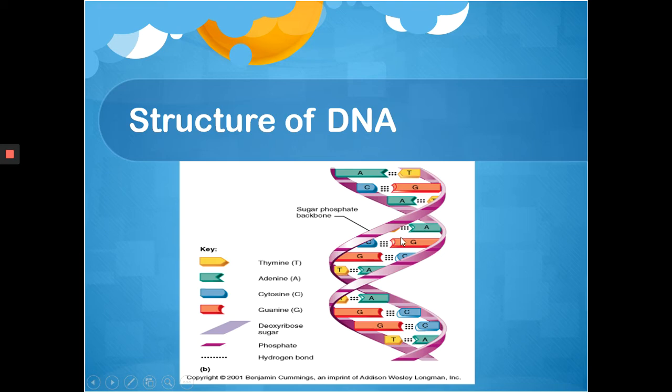And they're held together by a weak hydrogen bond. It's just a chemical bond that holds these nitrogen bases together. And think of the poles on a magnet. If you would try to put, say, A to C, it would push away just like a magnet would push away.